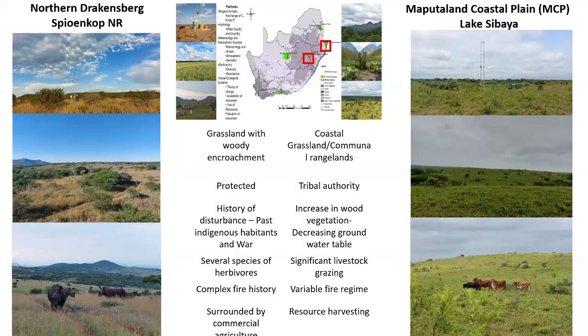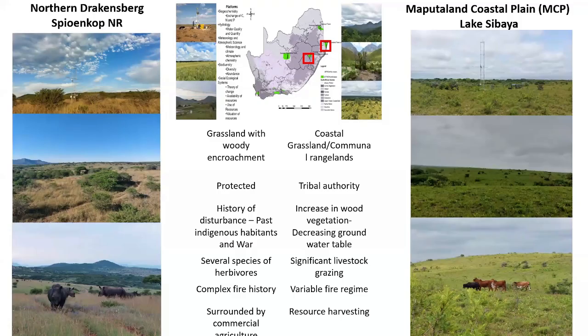Spienkar is protected while MCP is under tribal authority. Spienkar has a history of disturbances and past indigenous people and war. Lake Sabaya, or MCP, has a decreasing groundwater table, which is affecting all the vegetation around it. They both have grazing presence. Spienkar has large herds of big herbivores, and there's significant livestock grazing at the MCP landscape.